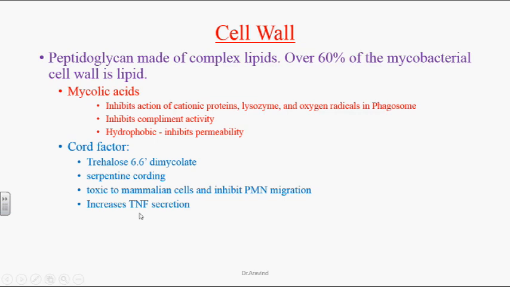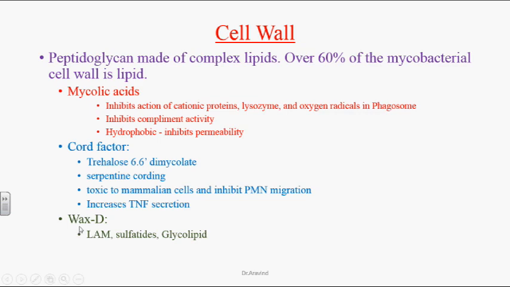more TNF, tumor necrosis factor, secretion from the macrophages and T cells. Because of more tumor necrosis factor secretion, we can see a low-grade fever in the infected individuals. We can see anorexia in the individuals. So because of anorexia, the majority of tubercular patients lose weight, and they will have a low-grade fever and evening sweats. The main reason for all these three symptoms is tumor necrosis factor secretion, which is stimulated by cord factor.